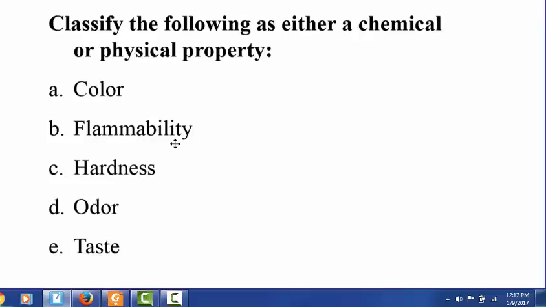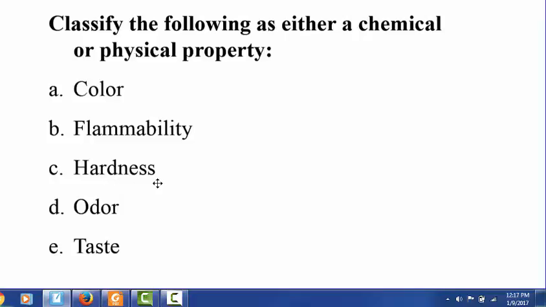Flammability. Can I observe at what temperature paper will burn or combust without chemically changing it? Well, no. The only way I can observe that is by burning it. And if I burn paper, do I still have paper? No, it has been chemically changed. It is no longer paper. So flammability would be a chemical property.